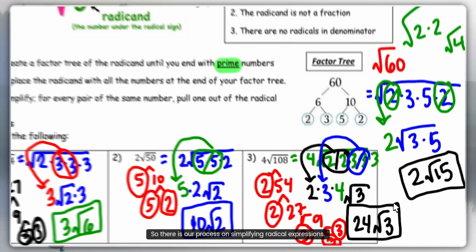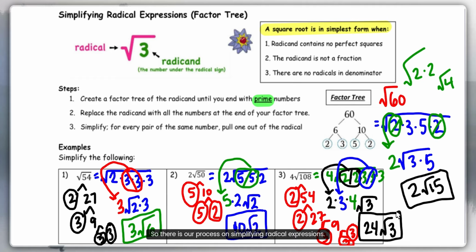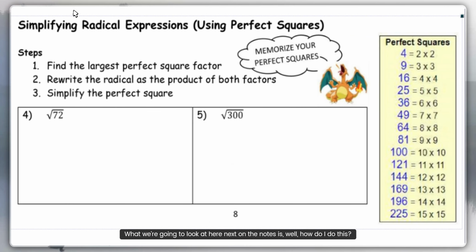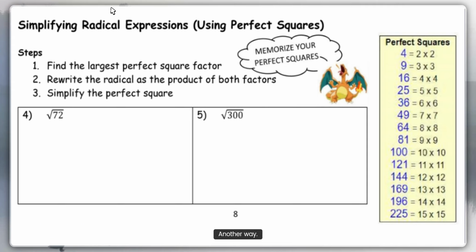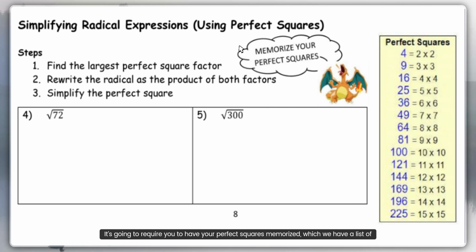All right, so there is our process on simplifying radical expressions, right? So this is known as prime factorization. What we're going to look at here next on the notes is, well, how do I do this another way? So we can also simplify radical expressions by using perfect squares. Now, this process is going to require 2 things. It's going to require you to have your perfect squares memorized, which we have a list of them right here. And it's also going to require you to really be good at your multiplication facts.